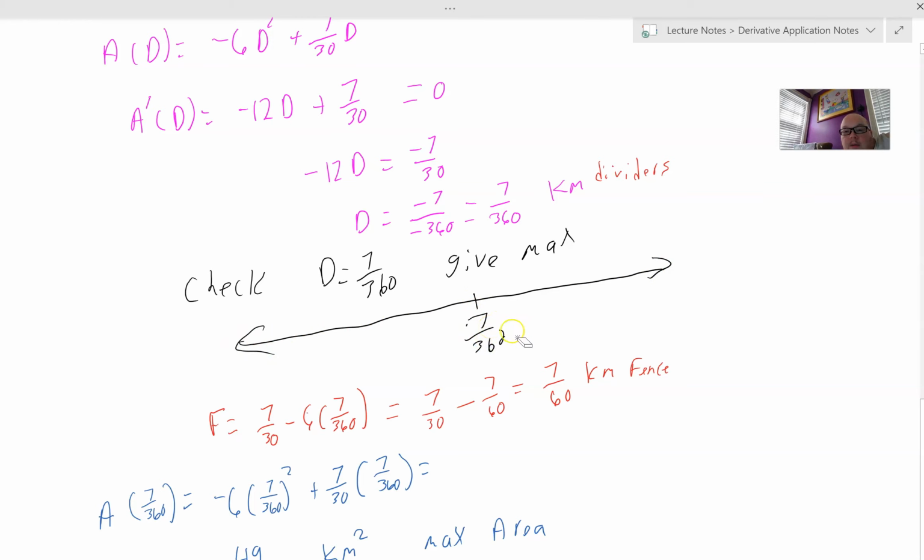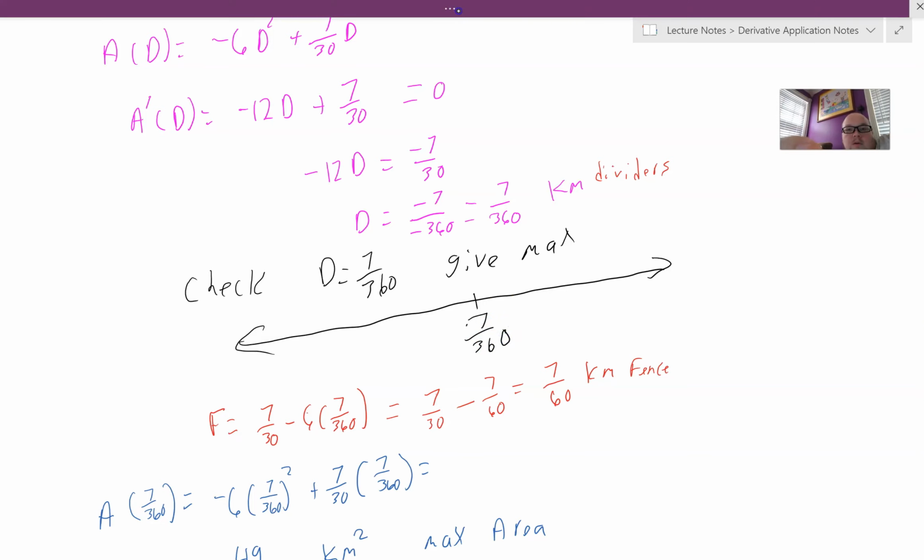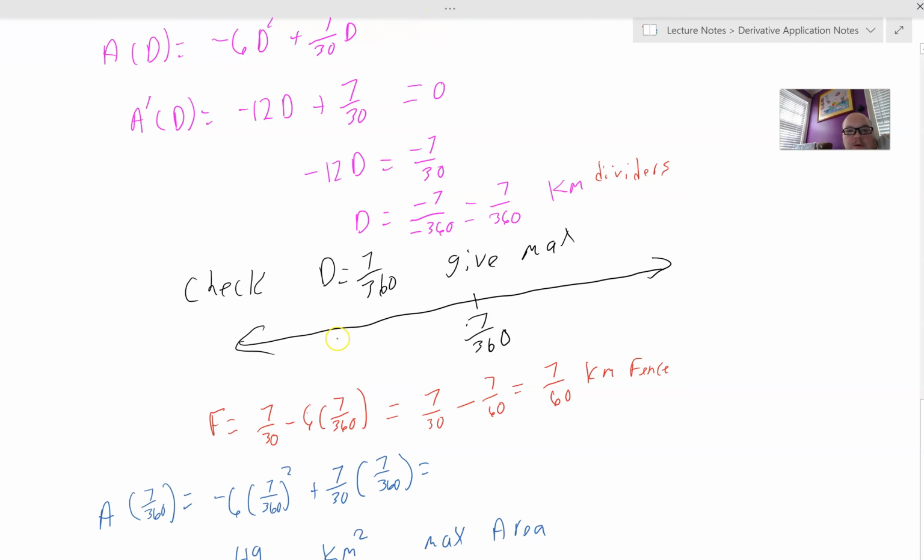7/360. So that's our critical number. So now we use test numbers. We're going to do A prime of 0 and A prime of 1. When we plug in A prime of 0, we got -12D plus that, so that just becomes a positive. And then A prime of 1, that's just going to be a negative.